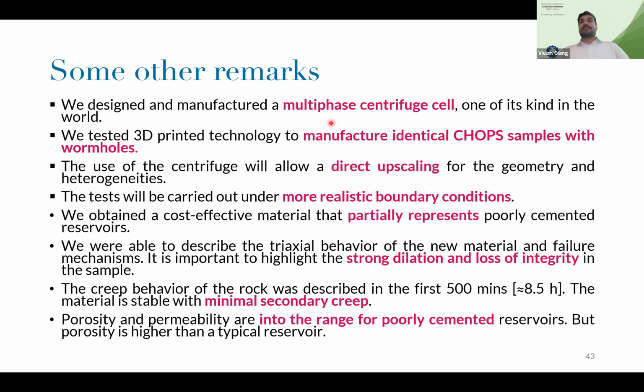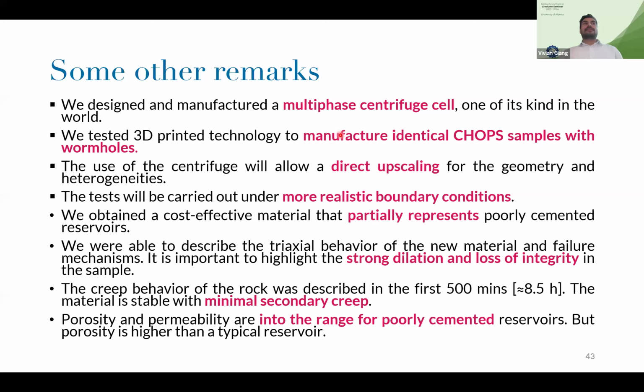There is nothing like that in the world. There is nothing in the world that can also apply triaxial stresses in a centrifuge while it's rotating. We were able to manufacture identical samples thanks to the printing, because if you print one sample, you can print 5, right? And they are statistically the same.